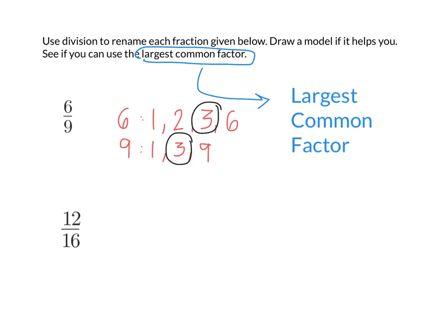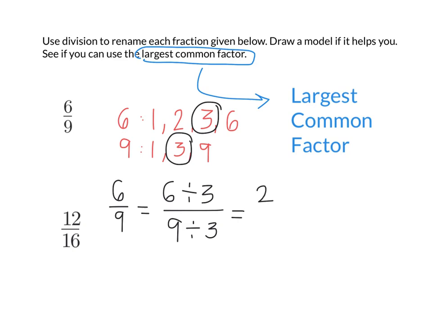That means that 6 can be divided by 3 and 9 can be divided by 3. So we can divide 6/9 by 3 over 3. Would that work? Yes. And would that help us rename the fraction? Let's do it. We can say 6/9 equals 6 divided by 3 over 9 divided by 3, which will equal, what's 6 divided by 3, everyone? 2. What's 9 divided by 3, everyone? 3. So that means that 6/9 can be renamed as 2/3.